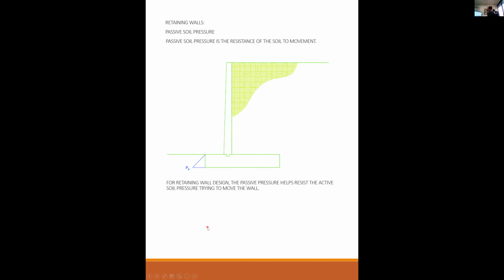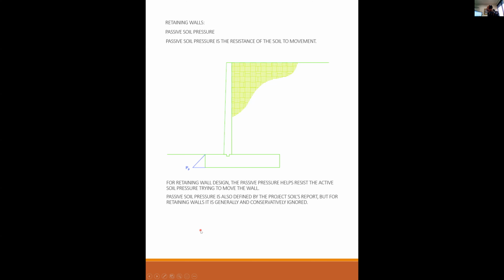For a retaining wall design, the passive pressure would help to resist the active soil pressure trying to move the wall. So the weight of gravity is pulling the soil down, pushing the wall to the left, but the wall doesn't want to move to the left because you got dirt over here that doesn't want to compress. So this dirt on the left-hand side of the footing would tend to help resist the active soil pressure.